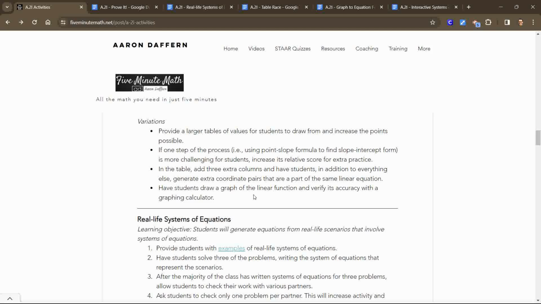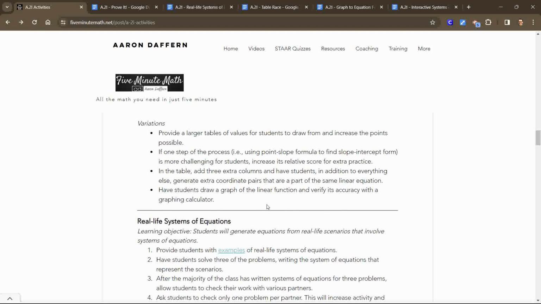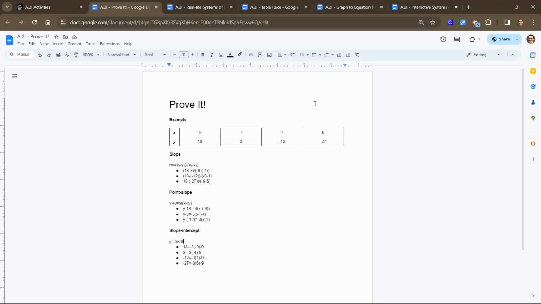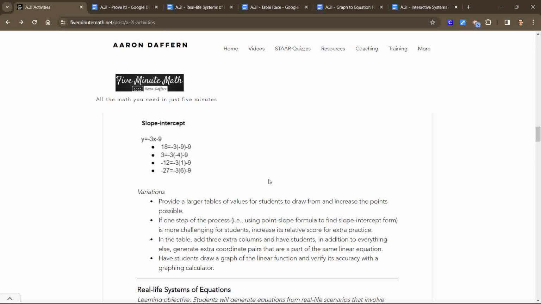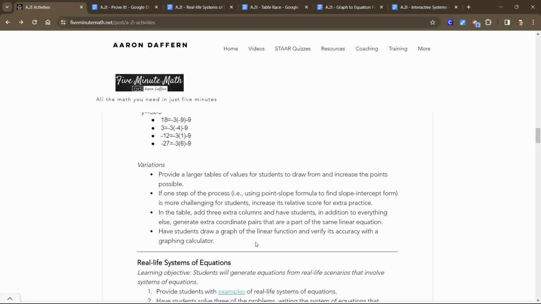Now, in the table, you can also generate 3 extra columns, right? So I can just add 3 columns here, and then they have to, once they find the correct formula in the slope-intercept form, they have to generate 3 new x and y values that match. And then finally, you can have students graph a line on a graphing calculator or online graphing tool, and then use that just to verify the accuracy of what they did.